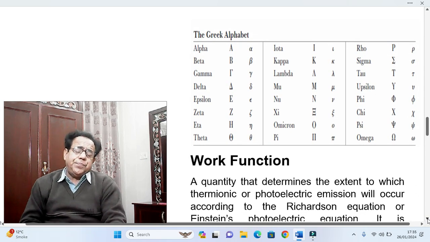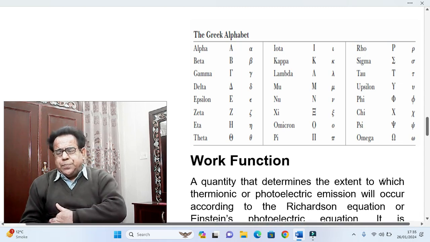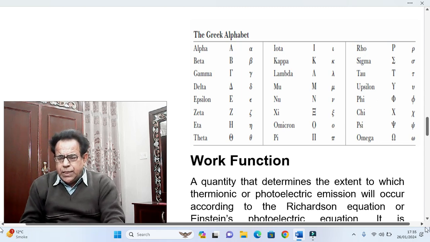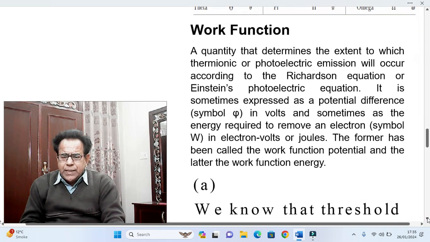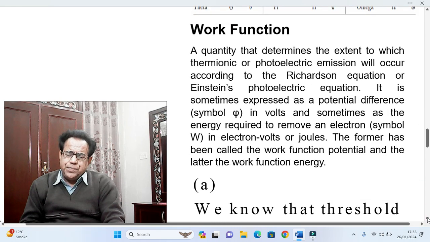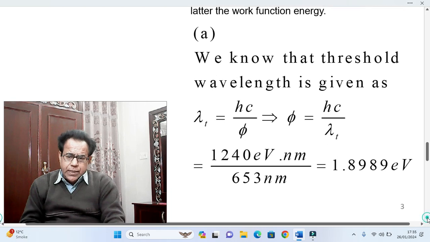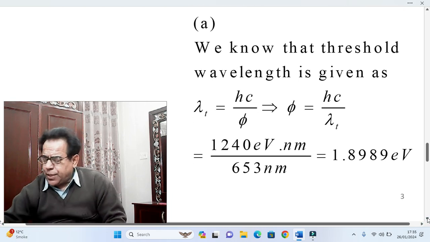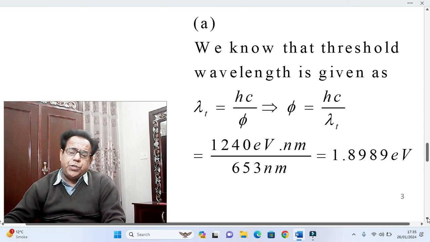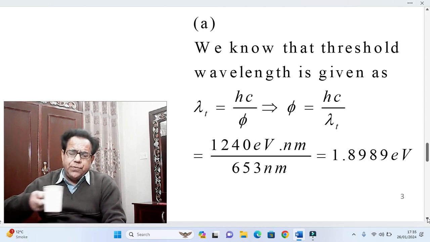Next, a table of Greek alphabets in which phi is the most relevant. Next, some detail about the work function. We are skipping these snapshots for the time being. Now we are going to our solution in a formal manner. First we are starting part A of this problem.